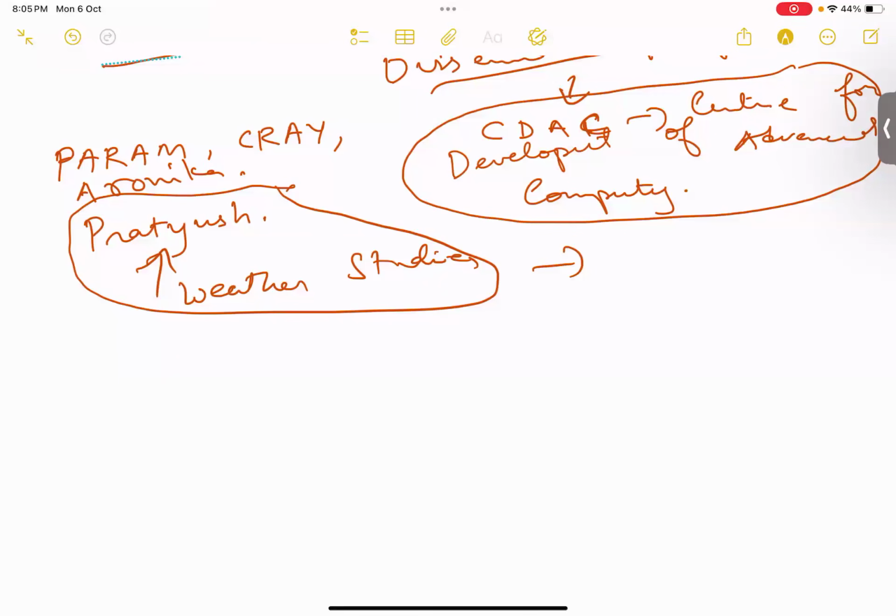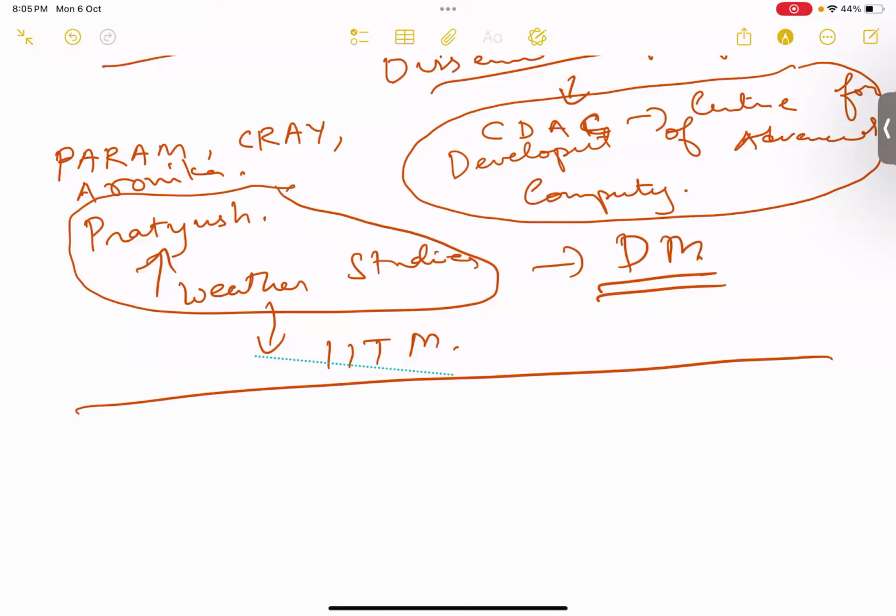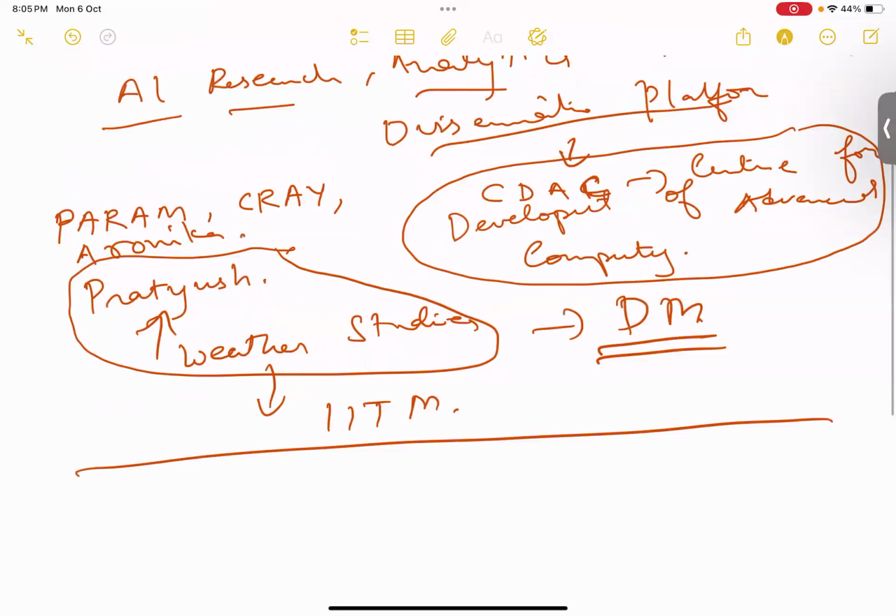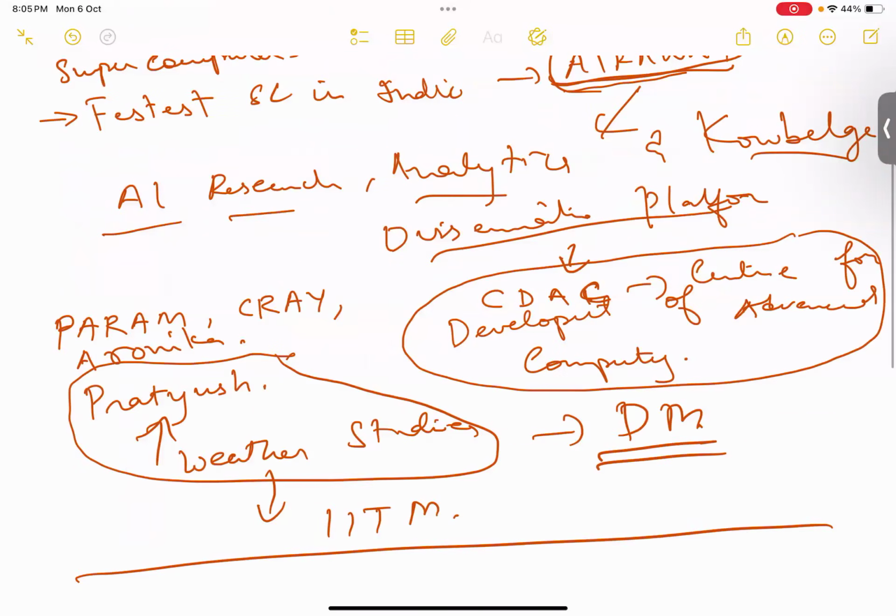Better weather forecast means what? Disaster management, right? In India. So better weather forecast means disaster management. So in a way, this is used for disaster management, right? And this was developed by the Indian Institute of Tropical Meteorology, okay? So this is another supercomputer. So try to remember the names of some of the supercomputers, right? iRobot is very important. Then Pratyush is important, Param is important, right? So these are the different types of supercomputers that are important.